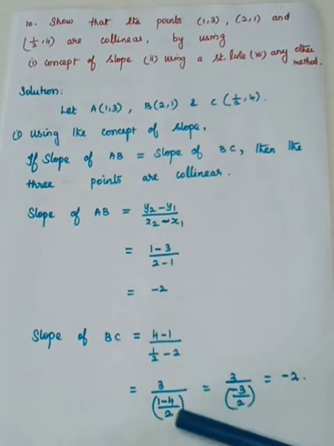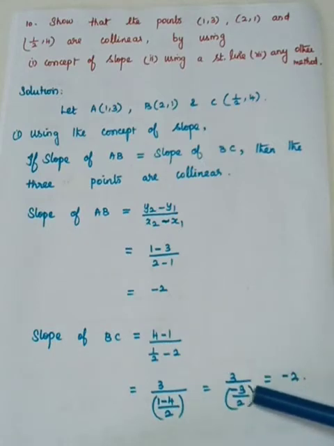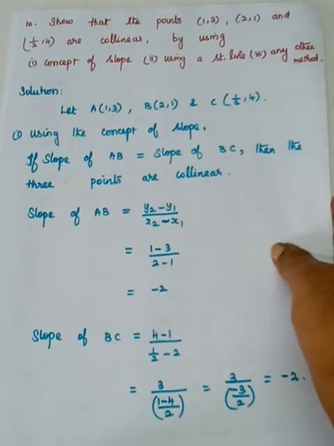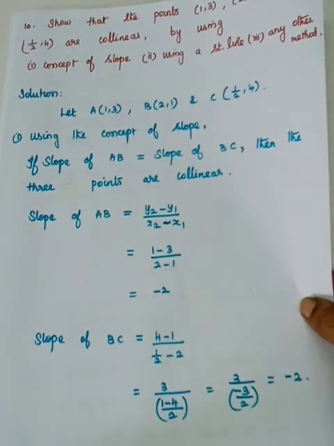2 2s are 4. What is 1 minus 4? It is minus 3. So this 3 and 3 get cancelled, and the 2 will go to the numerator. So the answer is minus 2. So both the slopes are equal. Therefore the 3 points are collinear.